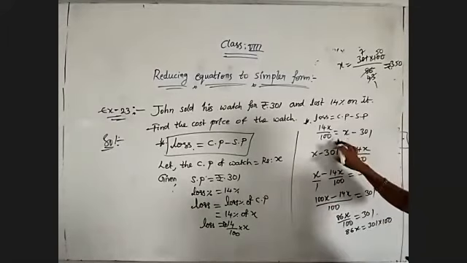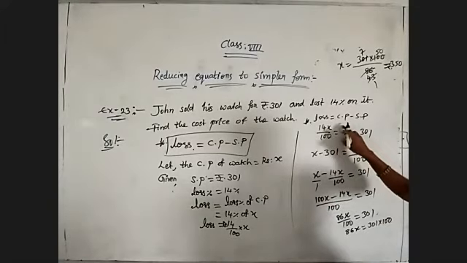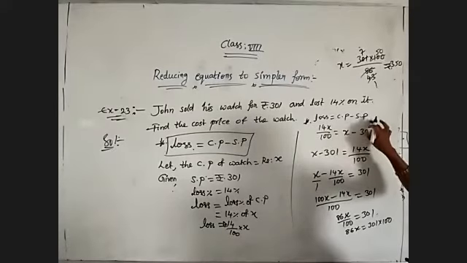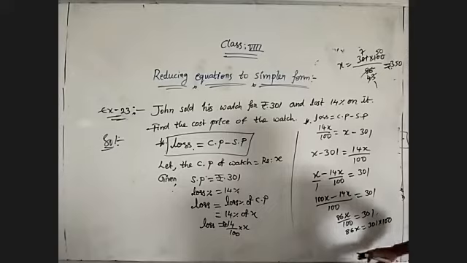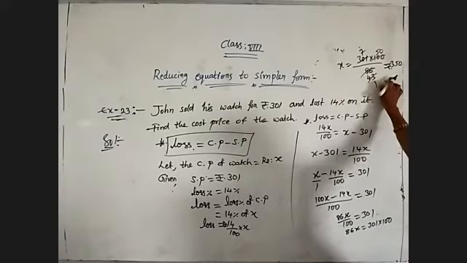Now go through and substitute all the values in the formula. Loss is equal to CP minus SP. Loss we got as 14x by 100, CP is x, SP is 301. So simplify this, and you will get the answer 350 rupees.